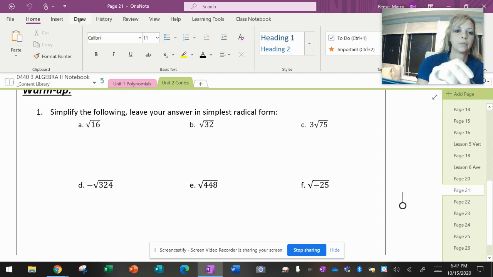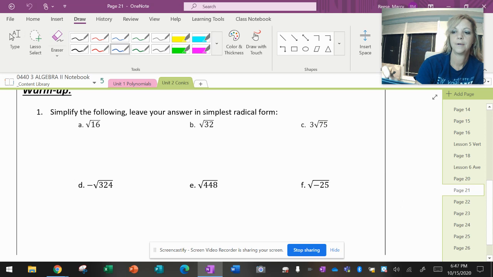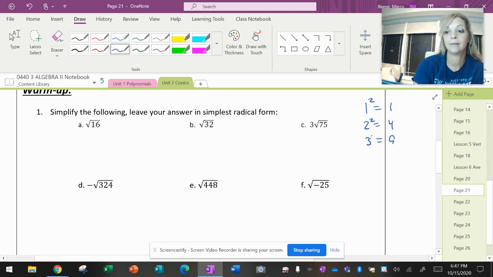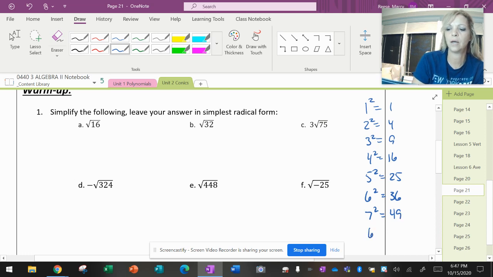So remember, perfect squares is like 1 squared is 1. 1's a perfect square. 2 squared, 4 is a perfect square. 3 squared, 9 is a perfect square, right? 16 is a perfect square. Remember all these bad boys from geometry? You guys did a whole unit in geometry on this. And I think it was pre-COVID. So I think you had the whole unit. I'm pretty darn sure.